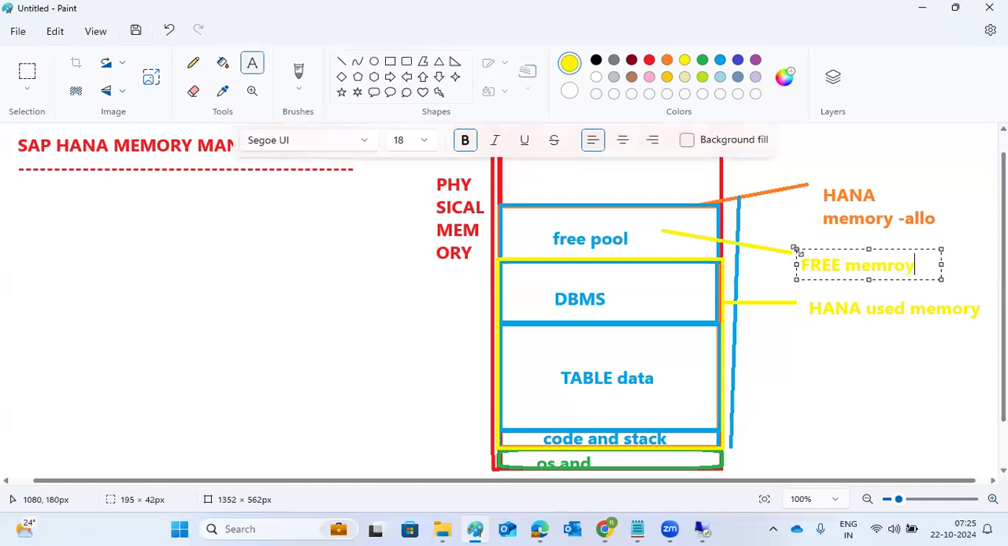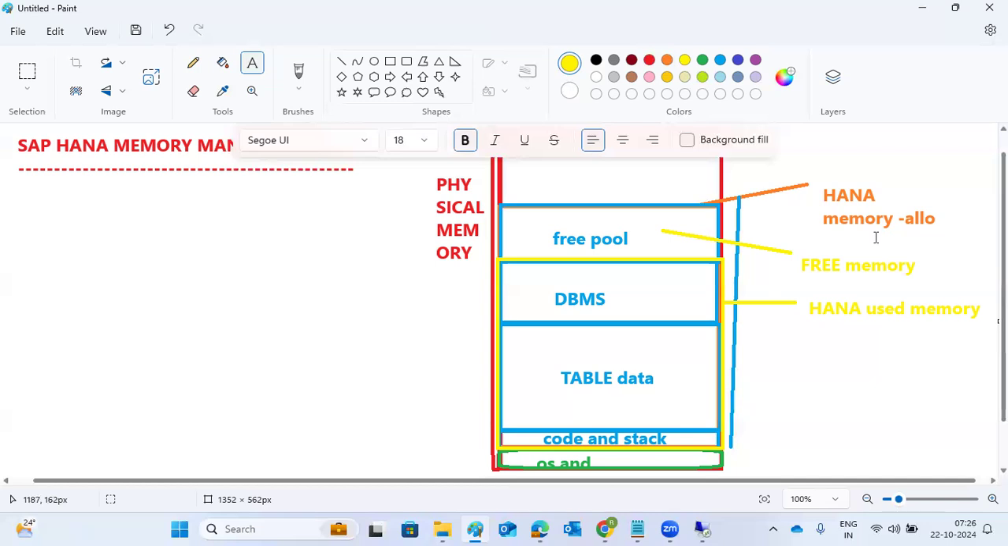So in your operating system's 1 terabyte of RAM, when you install the OS, it will also use some data. Then HANA will also use some data. HANA memory means free plus used memory. So HANA memory equals free plus used memory. Both are called the HANA allocated memory.